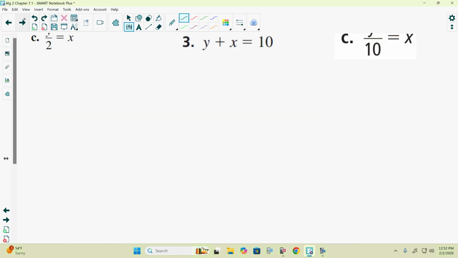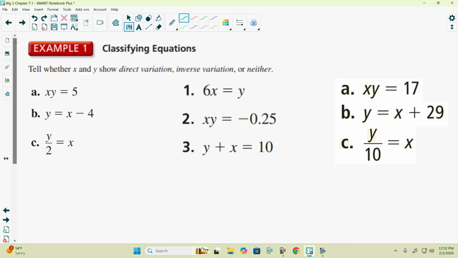So the first thing we're going to do with this here is just identify, based off the equation given, is it direct, inverse, or neither. So the first one we have is x times y equals 5. Which do we think it is? Direct, inverse, or neither? Inverse.